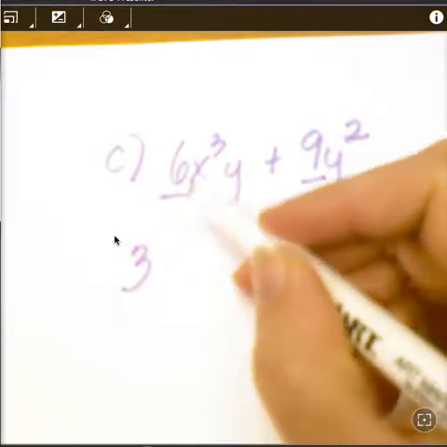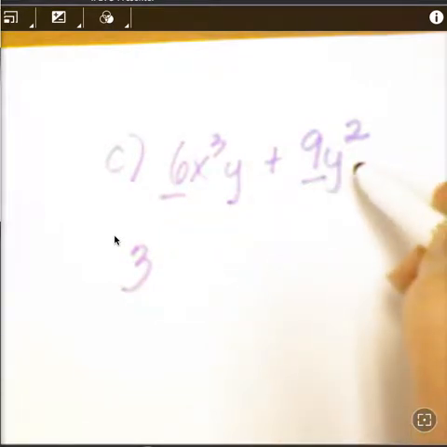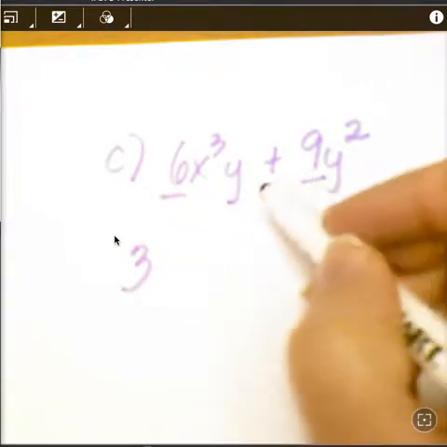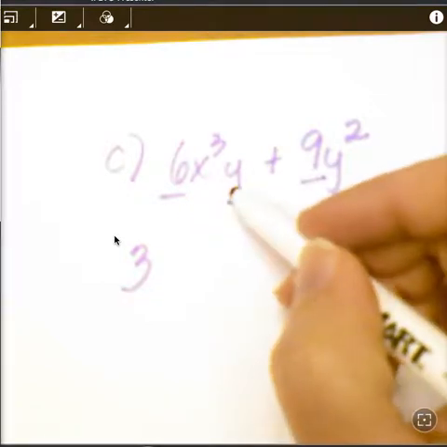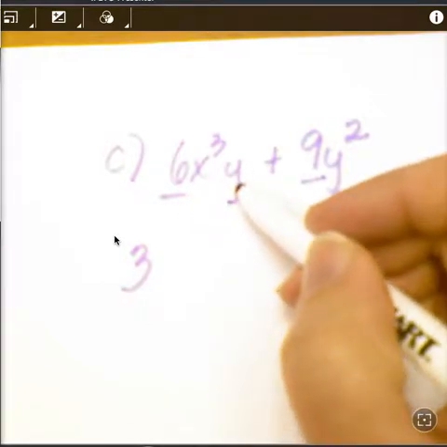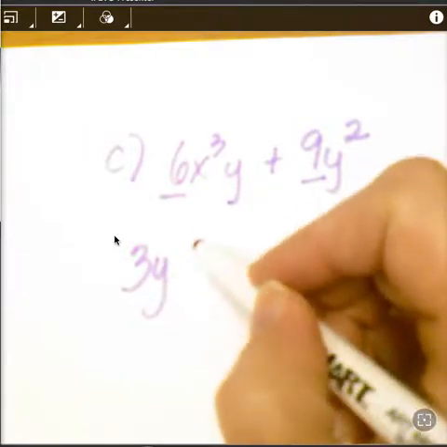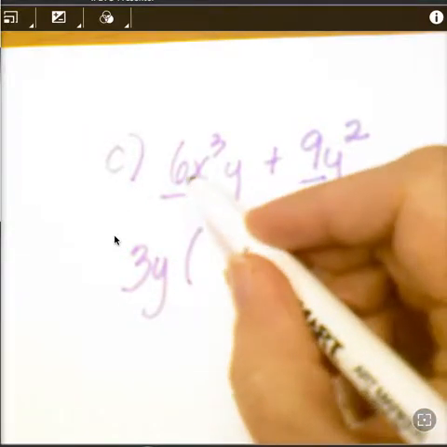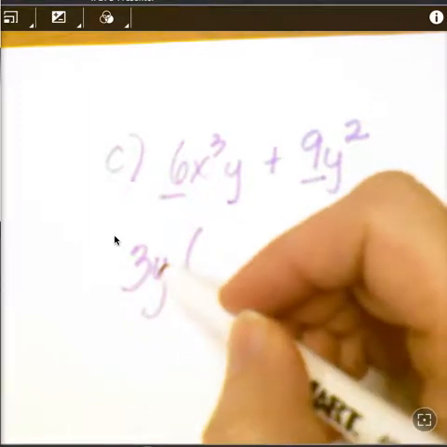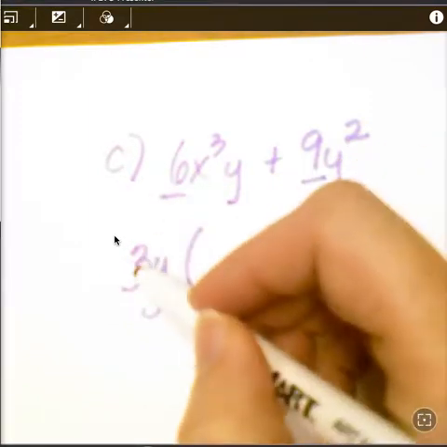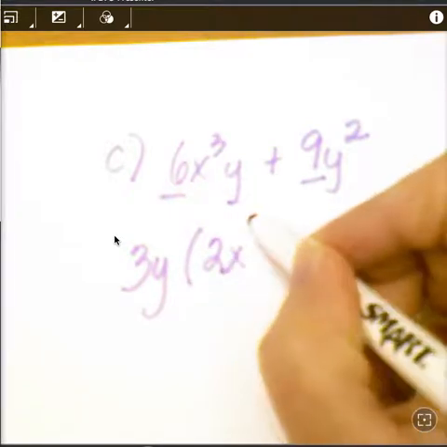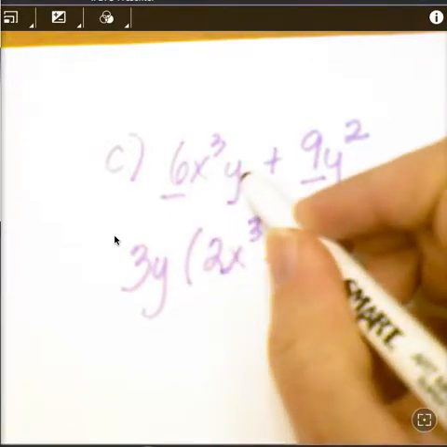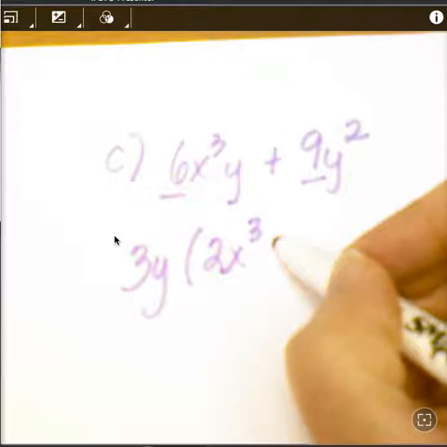Well, this one has an x to the third, but this one doesn't have any x's. So I'm going to pull out the largest amount of y's that they have in common, because they each have y's. Well, the largest amount that I can take is really the smallest value. So I can take out a 3y. I'm going to divide each of these terms by 3y because I'm factoring it out. So 6 divided by 3 is 2. I didn't take any x's out, so it's x to the third. I took out one y, so no more y's left.